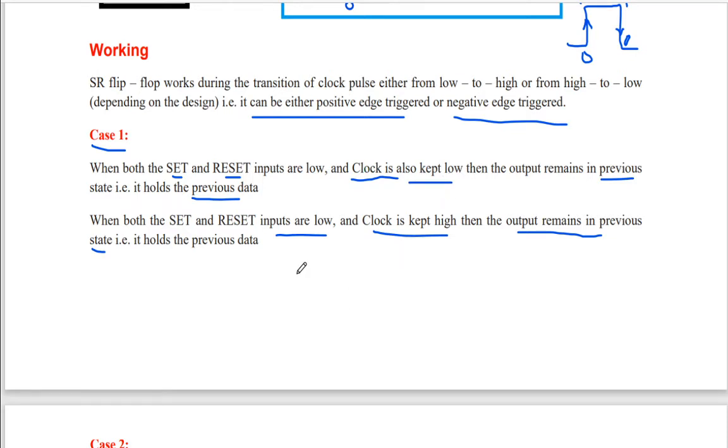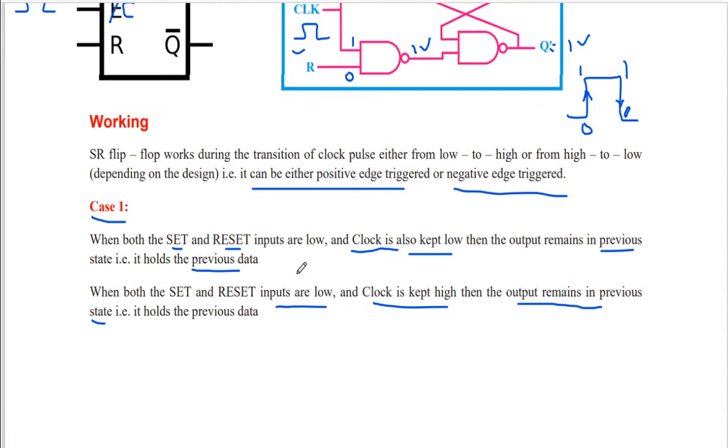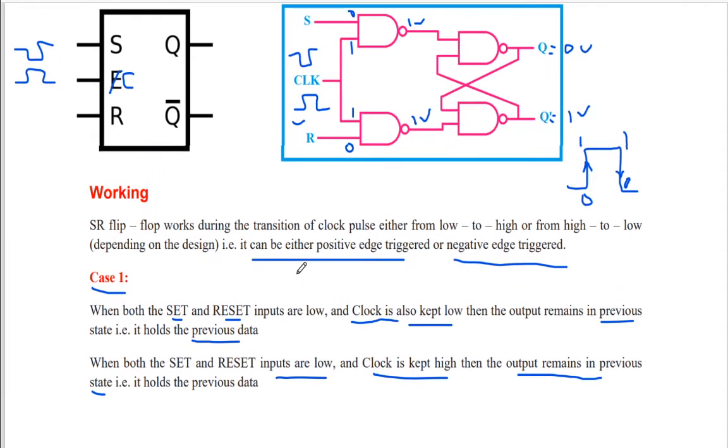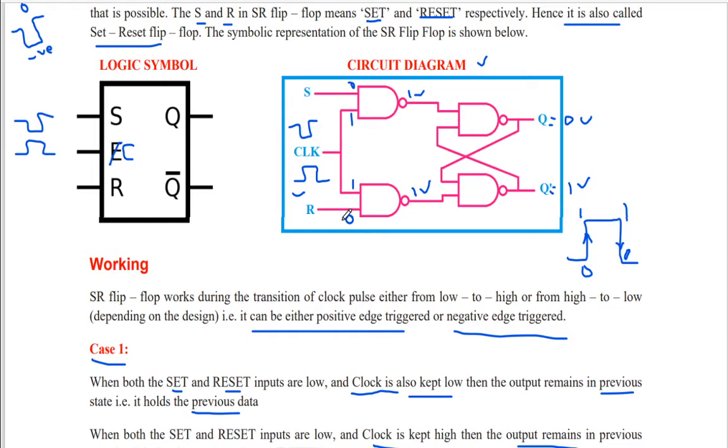So this is how case 1 is all about. When S and R are both 0 0, and initially when the clock is also 0, the output of Q and Q bar remains the same, and that state we call the previous state.